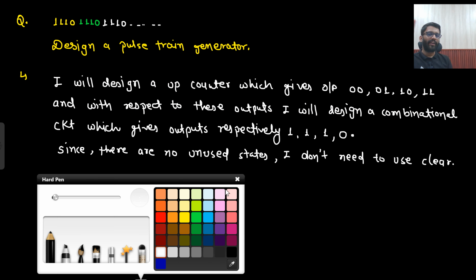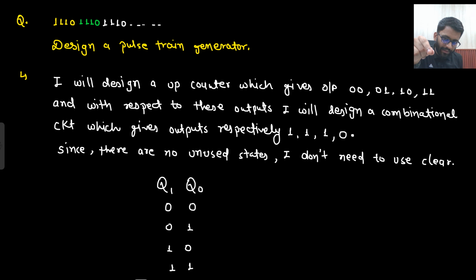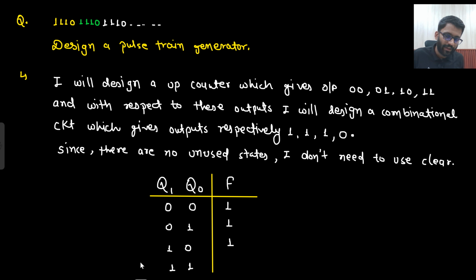So what am I going to do? I will design an up counter which gives me the following output. This I am calling Q1 and Q0. So my up counter will give me 0 0, 0 1, 1 0, 1 1. Now at the output of the up counter, I will be using another combinational circuit, which will give me 1 for 0 0, 1 for 0 1, 1 for 1 0, and 0 for 1 1. So this I will be using.